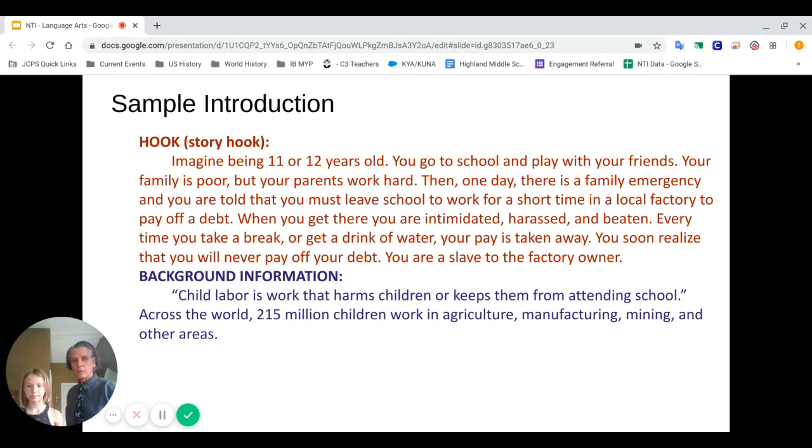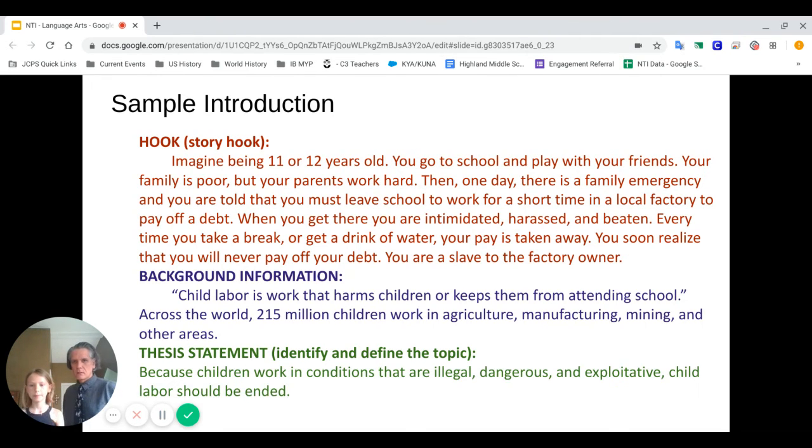All right. So we have a little background information. We have a quotation. We have a statistic. And now we're going to get the thesis statement. It's going to identify and define the topic. Because children work hard in conditions that are illegal, dangerous, and exploitative. And exploitative child labor should be ended.